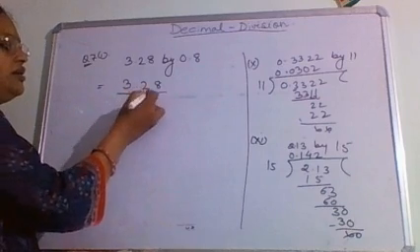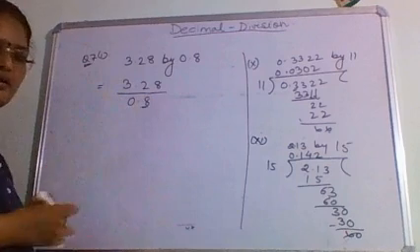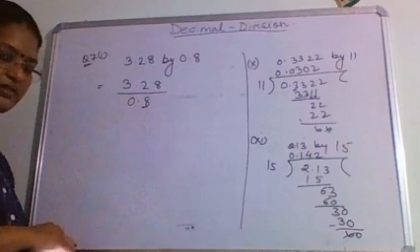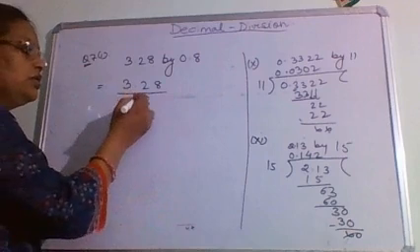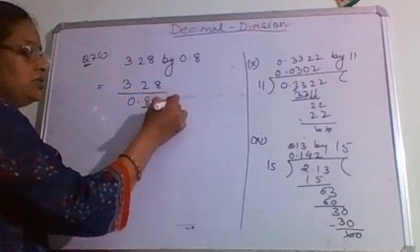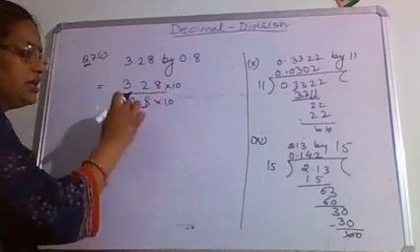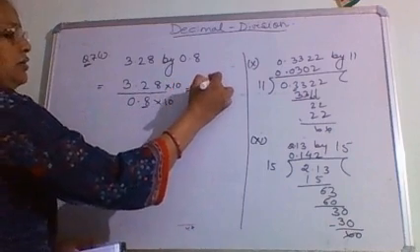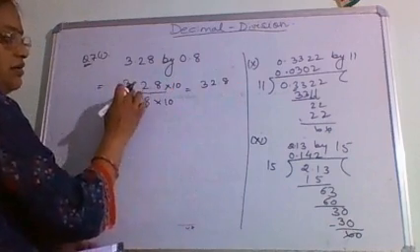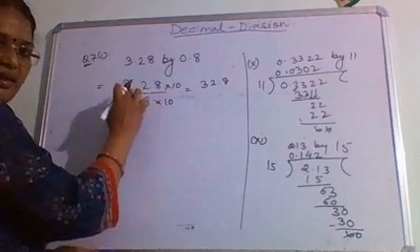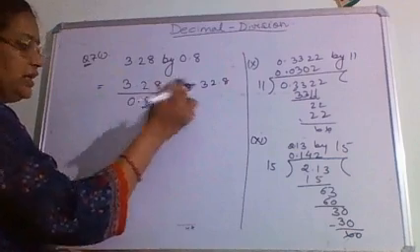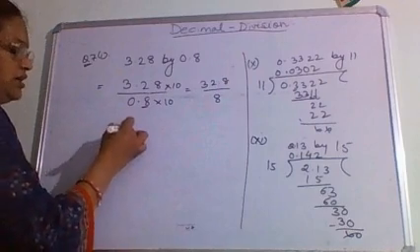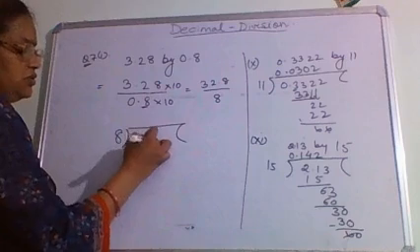Because here after the decimal 1 digit is there, if this finishes up, it can be converted into a whole number. So 0.8 into 10. I multiply by 10, then this decimal will be finished over here. So what will be there? This becomes 32.8. The decimal shifted one place to the right-hand side when you are multiplying by 10. So it is 32.8 divided by 8. Now you can easily divide 8 over here, 32.8.